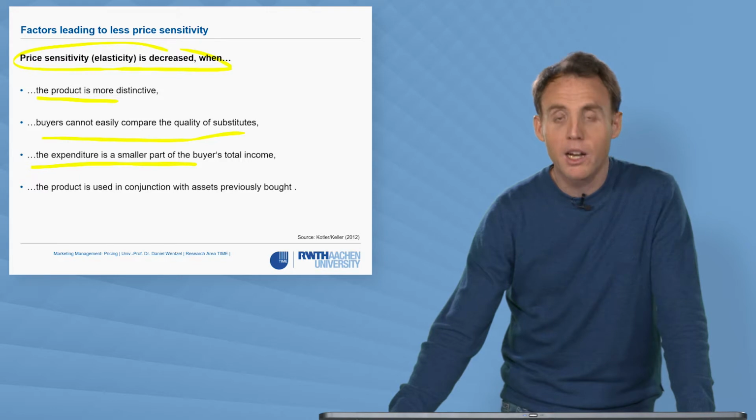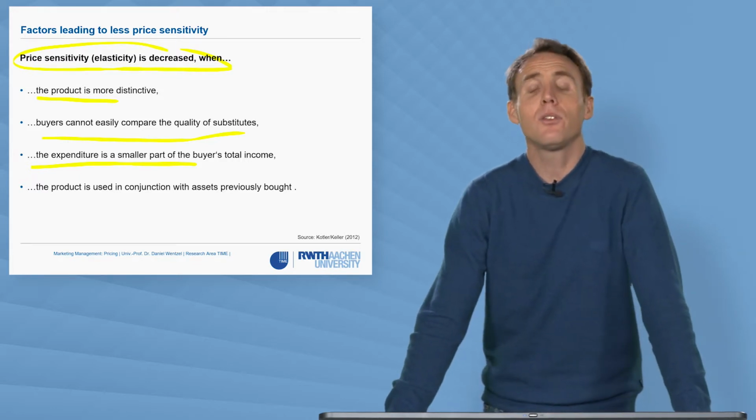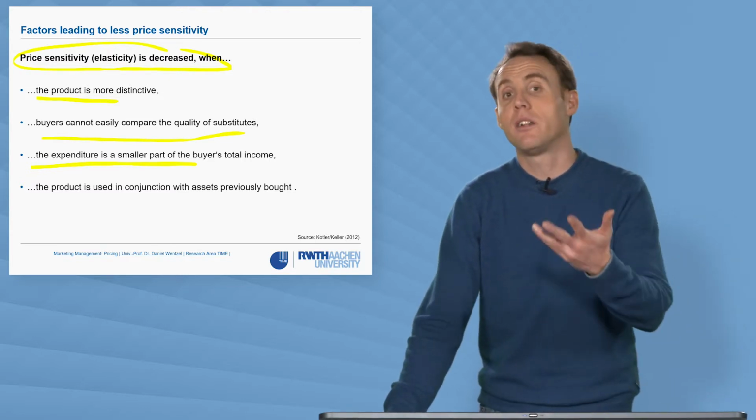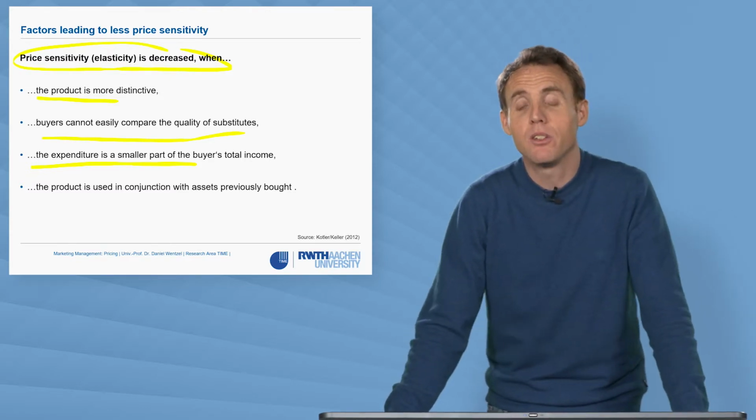Now, the third one, and that's fairly intuitive: elasticity is decreased, so people are not as price sensitive, when the expenditure is a smaller part of the buyer's total income. Let's assume you go out and buy flour or salt, not a very exciting product, but most of us need to buy it.